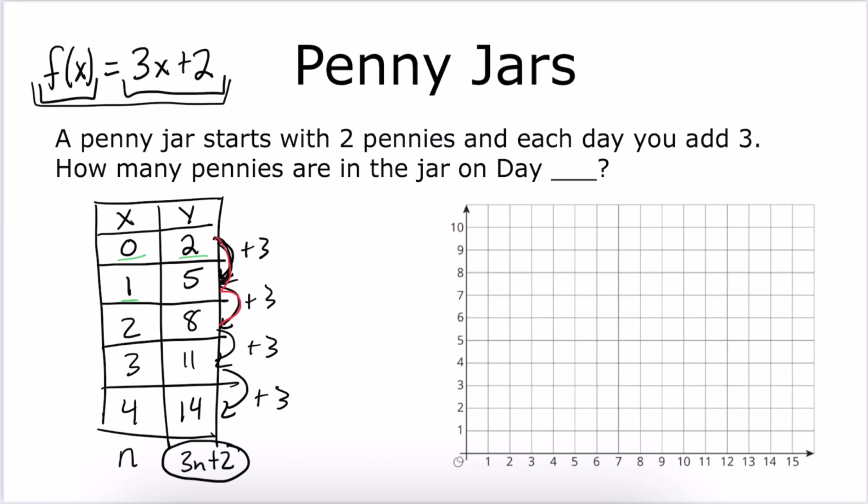And if we were to graph this situation, we would see that it really is a linear function in the sense that it makes a straight line. Because on day 0, we had 2 pennies. On day 1, we had 5 pennies. On day 2, we had 8 pennies. And on day 3, we had 11. And you could keep graphing if this graph had continued further, but we would have a straight line that looks like this. And so that's what makes this a linear function.